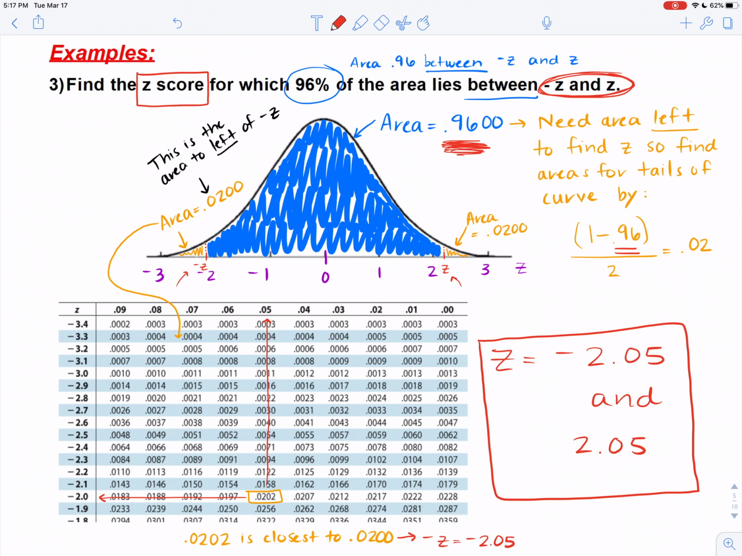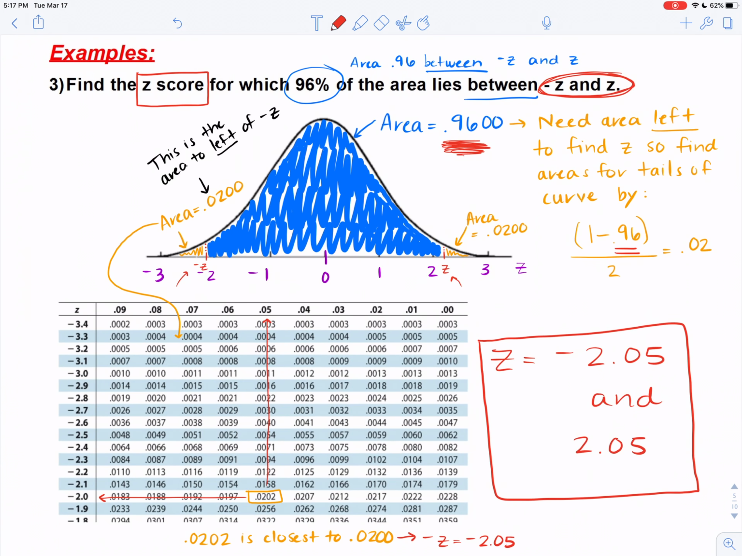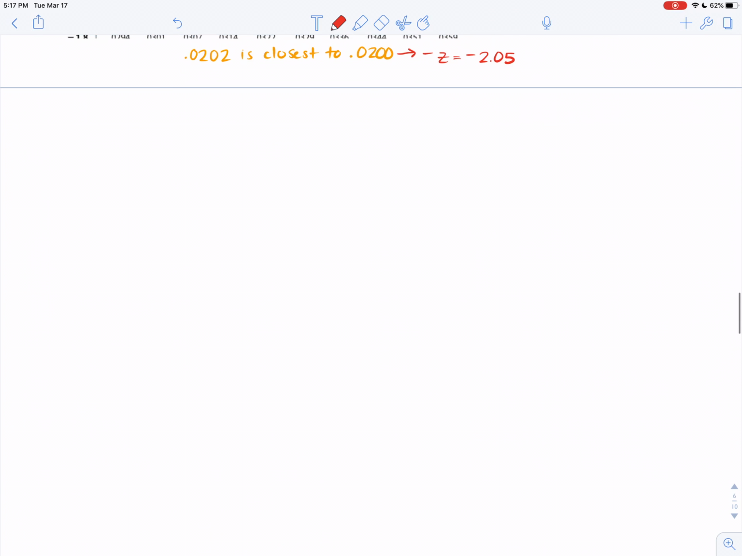All right, so same thing here. Let's look at one from the homework, all right, where what we're given is an area in between. So notice here, there's that negative z and positive z. And it says find the z-scores for which 28% of the area lies in between negative z and positive z. All right, so again, what I'm looking at here, 28% of the area is between negative z and positive z. All right, so I'm going to sketch it out.